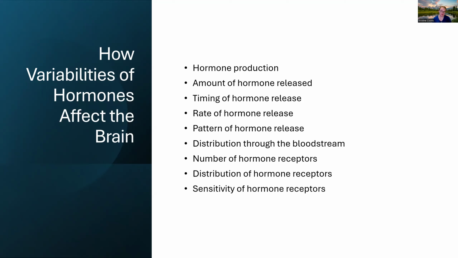And then once it gets into the bloodstream, it has to get to the brain, which can have variable distribution as well. Once it gets to the brain, those hormones cannot cross the blood-brain barrier by themselves. They need receptors. In this case, it's the androgen receptor and the estrogen receptors. So the number of hormone receptors can have an influence on this. The distribution of those hormone receptors, and again, the sensitivity of hormone receptors. We actually have several of these represented in variations of sexual development. For example, androgen insensitivity syndrome would very much apply to the distribution, the number, and sensitivity of those hormone receptors.